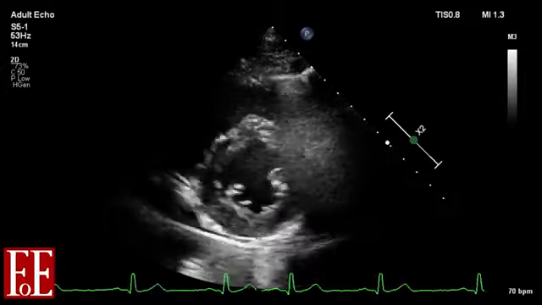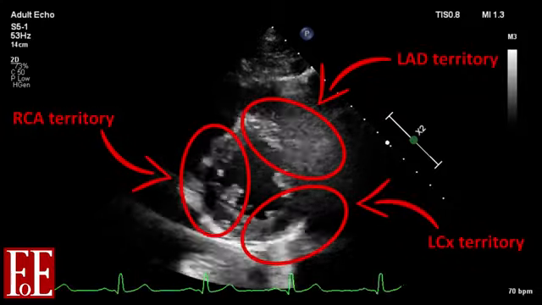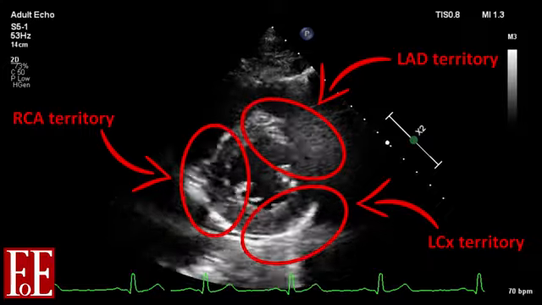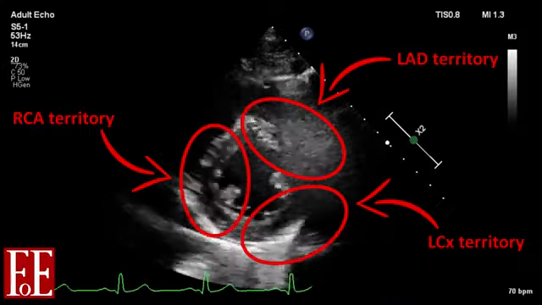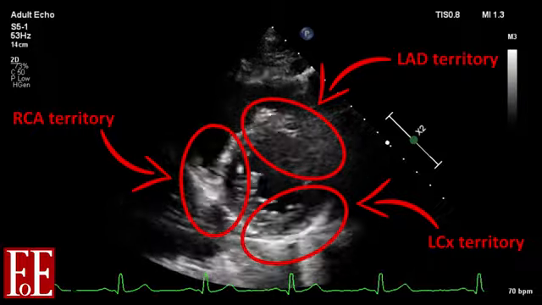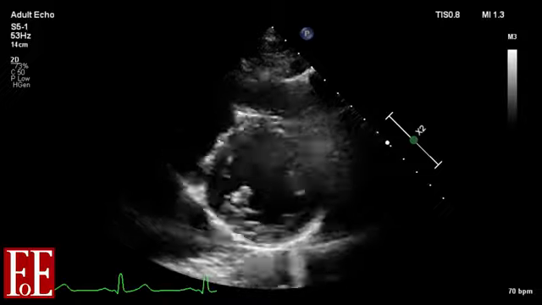Whilst there is variation amongst normal individuals, the inferior and inferior septal segments are typically supplied by the right coronary artery, the inferolateral and the anterolateral are typically supplied by the circumflex, and the anterior and anterior septal are typically supplied by the LAD. It's really important here to scrutinise each segment individually.